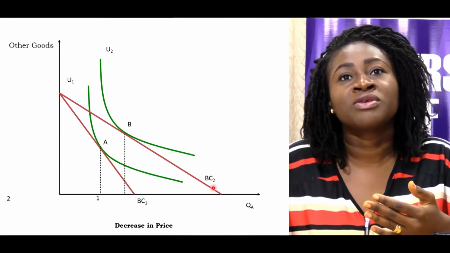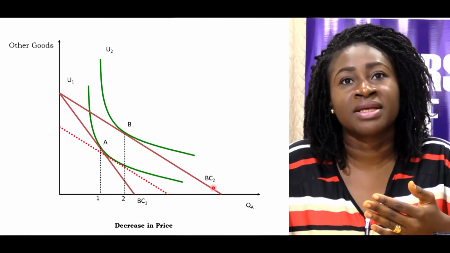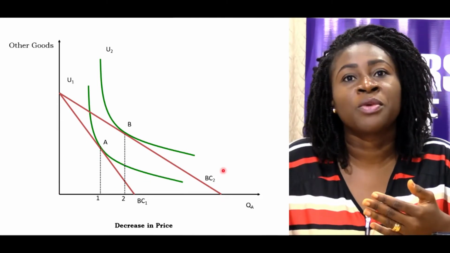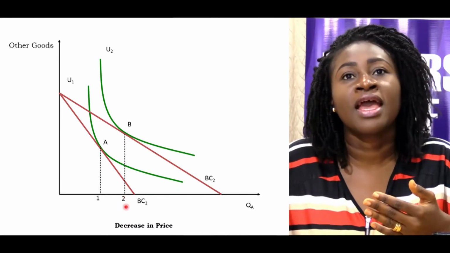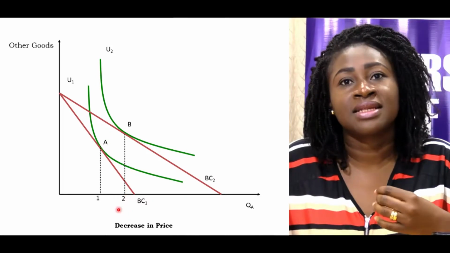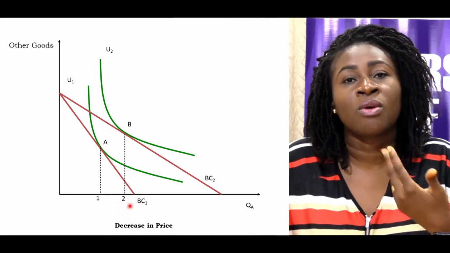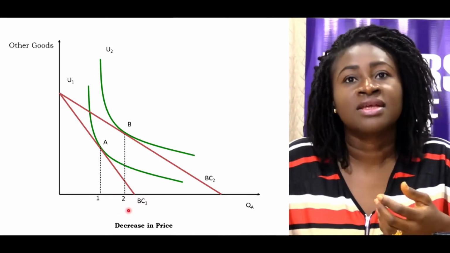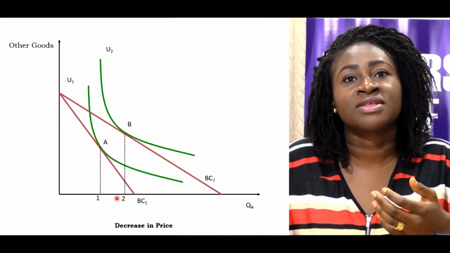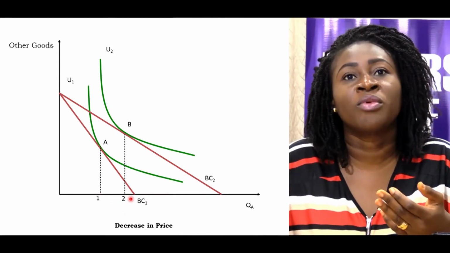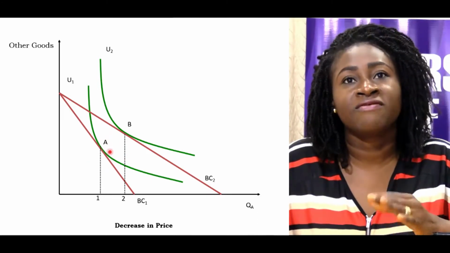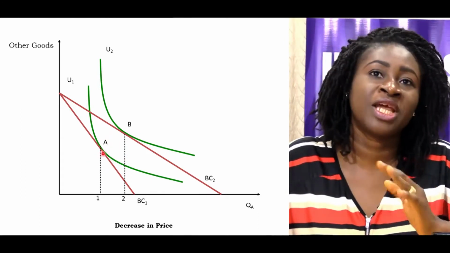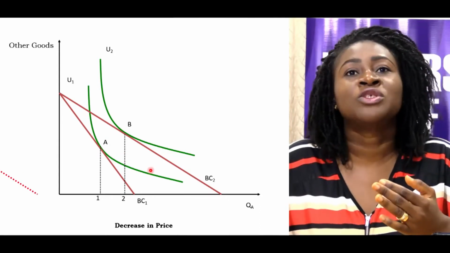Let's look at the point of equilibrium that this consumer picks. This consumer picks point B by increasing consumption of QA. So here, a decrease in price has led to an increase in quantity demanded. So this is the total effect of the price change. We move from point A to point B, but we have to decompose this effect into both substitution and income effect. So how do we get that?